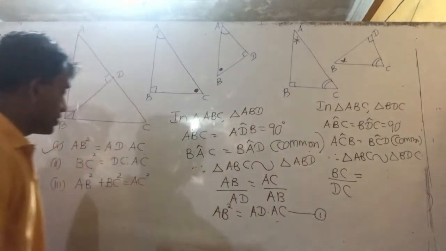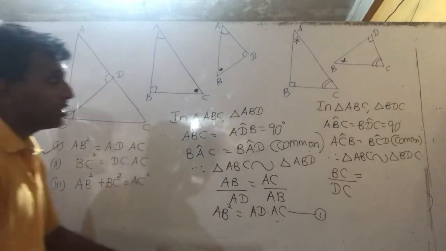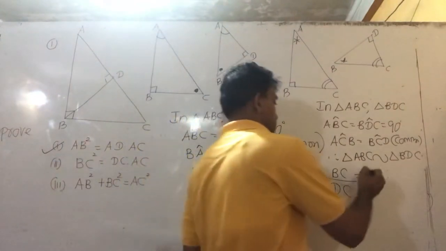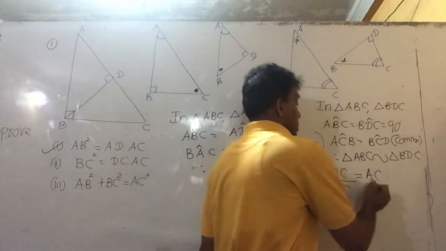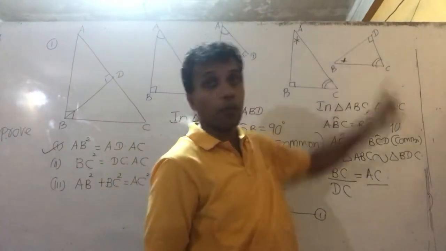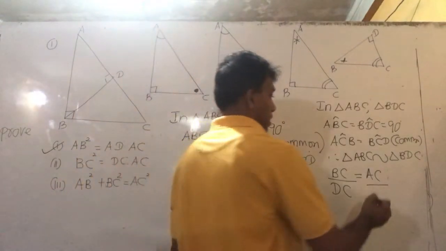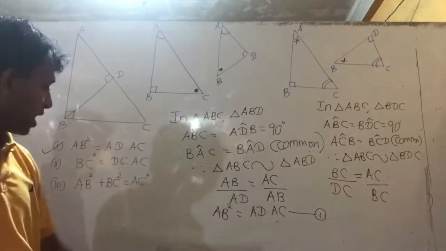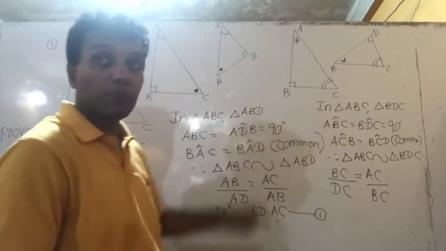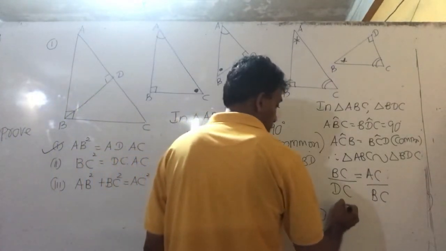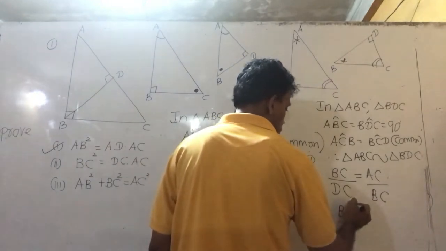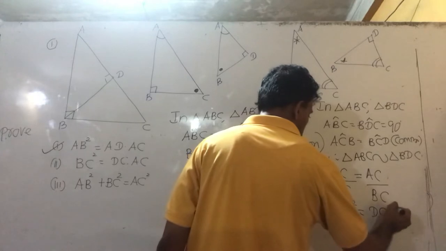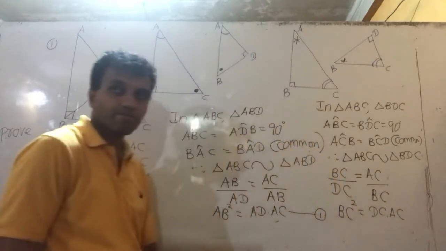Equal to, with the answer selected, AC is available. AC means 90, opposite 90 is AC. Here 90, opposite BC, right? So, same method, now cross multiply to get the answer. Here BC square. It's an interesting question. If you love geometry, there are interesting questions.